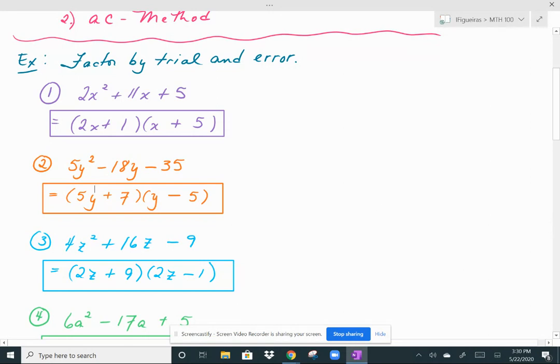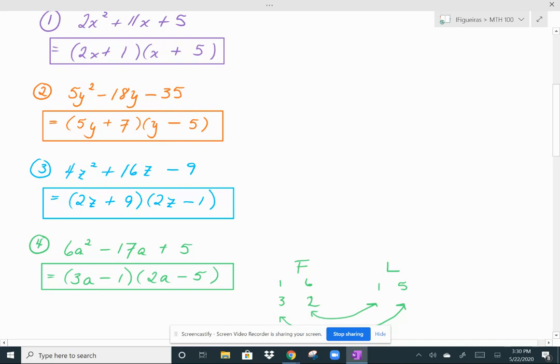All right, so here's another one. I have 4z squared plus 16z minus 9. So again, this one is even more complex than the other ones because I have two options to get 4z squared in the first position. You can use 1 and 4 or 2 and 2. And then for the negative 9, that could be 1 and negative 9, or negative 1 and 9, or negative 3 and 3. So we need to see what combination will give me an outer and inner combination of 16 in the middle.